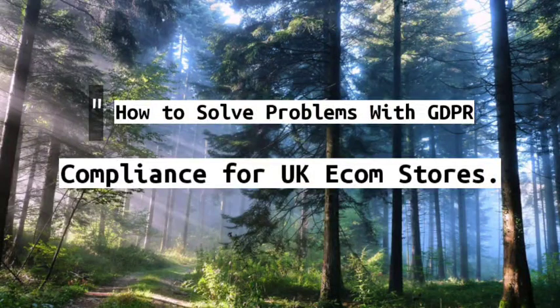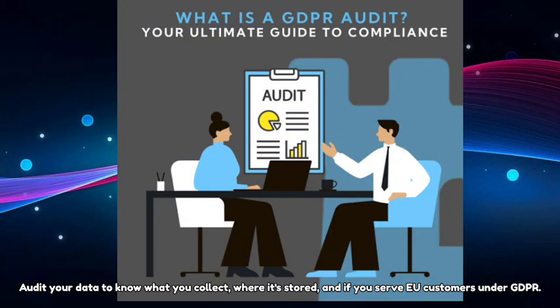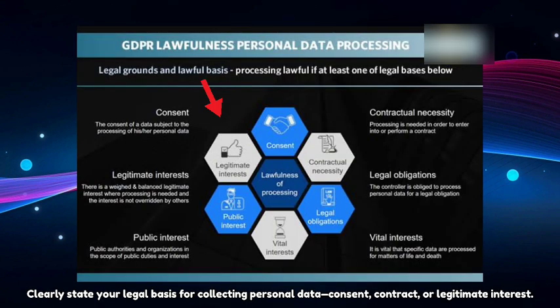How to solve problems with GDPR compliance for UK ecom stores. Follow the instructions. Audit your data to know what you collect, where it's stored, and if you serve EU customers under GDPR. Clearly state your legal basis for collecting personal data: consent, contract, or legitimate interest.